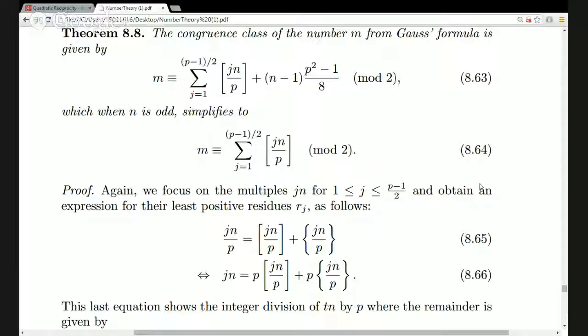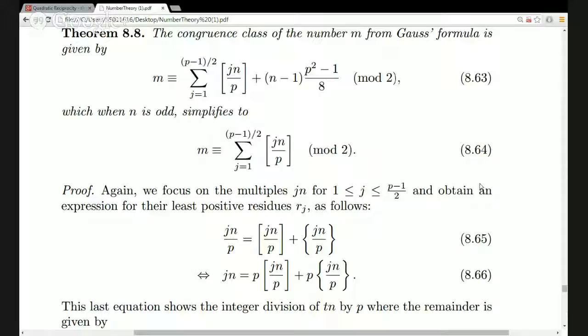Then if we take this p in the denominator over here and multiply both sides by p, we get this interesting expression: j times n is equal to this integer times p plus this extra bit here, which also has to be an integer. So these are two integers, so this bit in total must be an integer. And if you look at how big this thing is, the fractional part is between 0 and 1, so when you multiply it by p, it'll be between 0 and p.